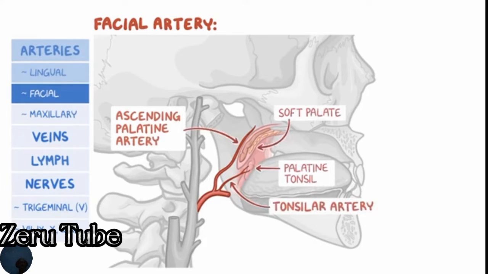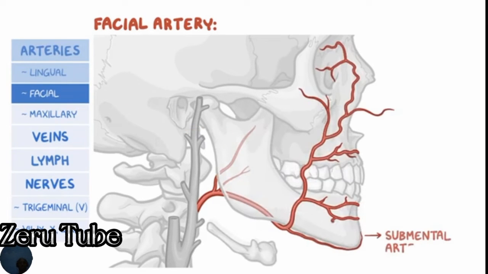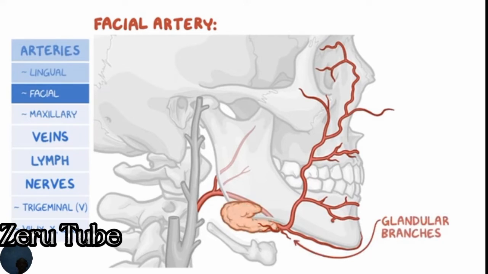The tonsils of the oral cavity are the palatal tonsil, the pharyngeal tonsil, and the lingual tonsil. The palatal tonsil receives blood from the tonsillar artery, another branch of the facial artery. The other branch of the facial artery is the submental artery. The submental artery gives blood to the submental surface of the oral cavity and to the mylohyoid. The other branch of the facial artery is the glandular branch, which gives blood to the submandibular salivary gland.